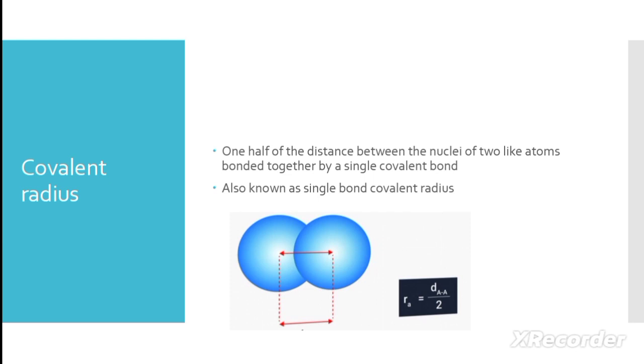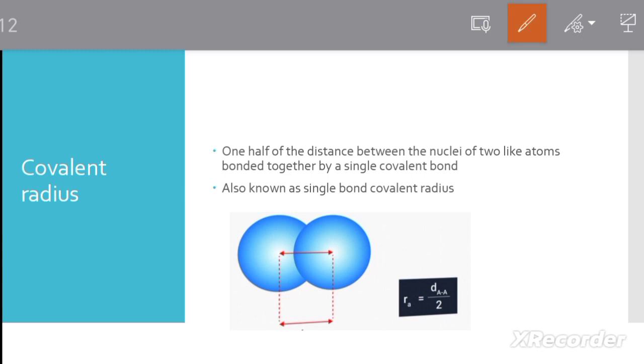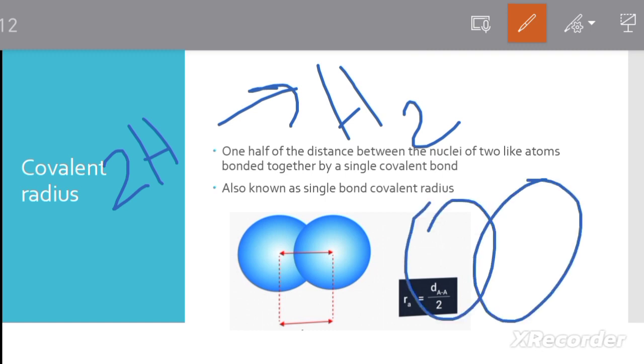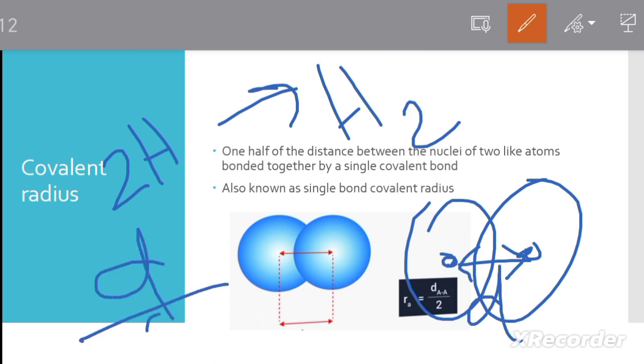For example, hydrogen. 2 hydrogen atoms form H2, right? Then the hydrogen atoms are bonded together by a single covalent bond. Here there are 2 nuclei, and the distance between the 2 nuclei is known as the internuclear distance. This distance is d, and this distance divided by 2 gives the value of the covalent radius, right?